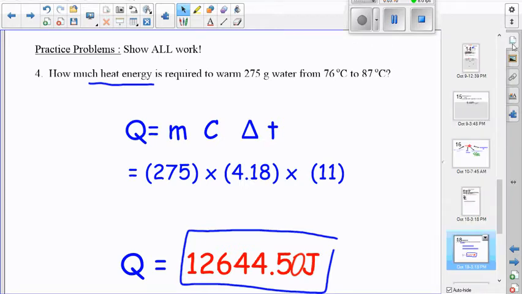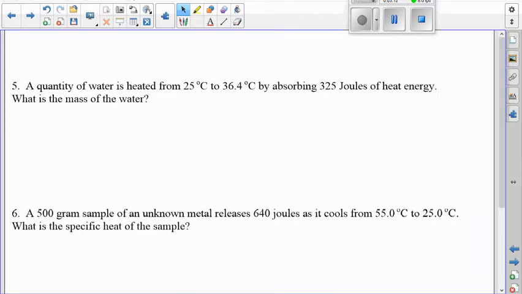All right, so why don't you guys try? Be cooking on 5 and 6. Those are on the back of that worksheet. See what you can come up with. So get cooking. We might talk about one or two of these in a minute.